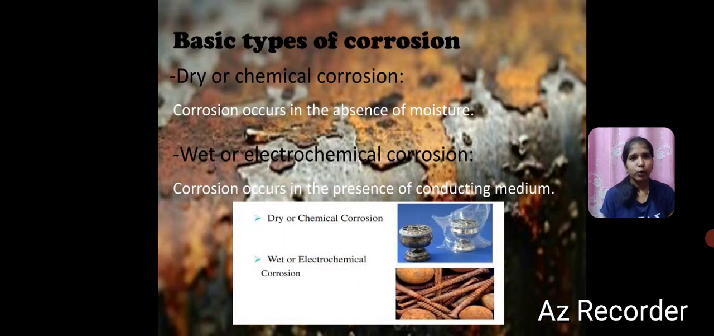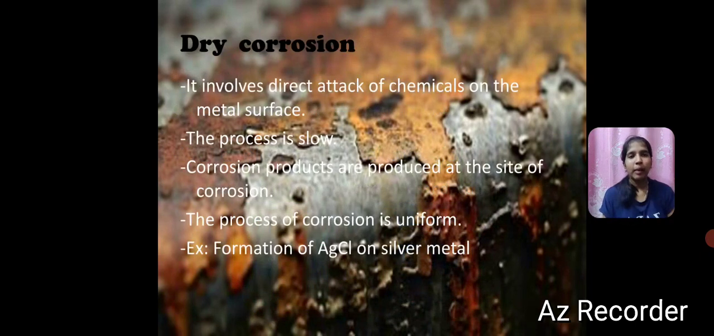Basic types of corrosion. There are two basic types of corrosion. First one, dry or chemical corrosion. This occurs in absence of moisture. Second, wet or electrochemical corrosion. This corrosion occurs in presence of a conducting medium. Let's learn more detail about them.